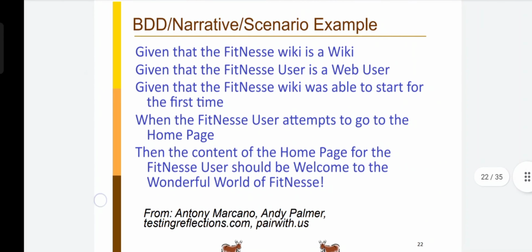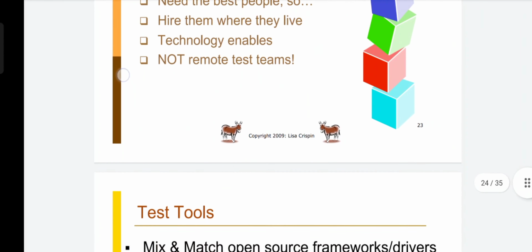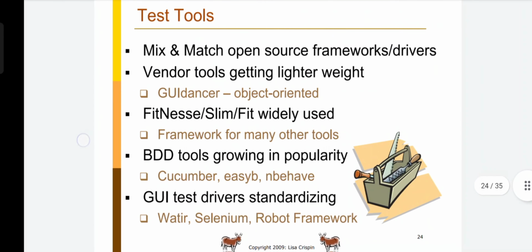Scaling up and out. Larger organizations adopt agile, more remote team members are needed. We hire them and they do the agile testing. The tools used to test are GUI Dancer, frameworks, BDD tools growing in popularity, GUI test drivers, standardization, vendor tools, and so on.